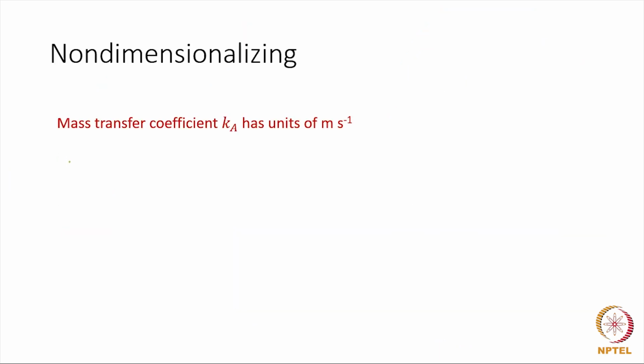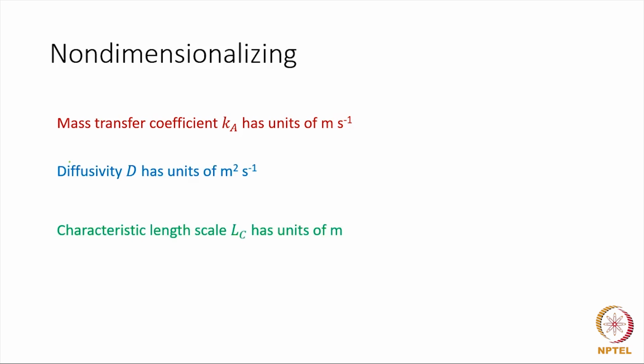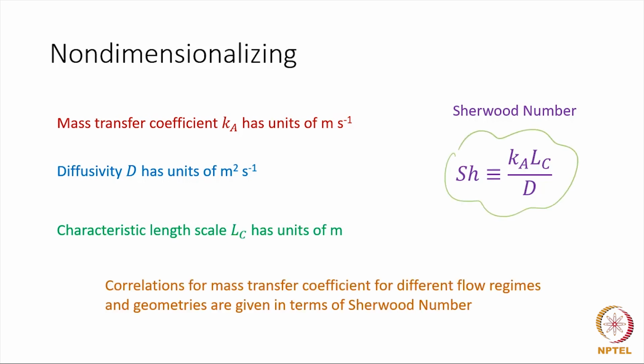The way we non-dimensionalize is as follows. The mass transfer coefficient has units of meters per second, the diffusivity has units of meter square per second, and there will be a characteristic length scale over which the diffusion is happening, which has units of meters. So naturally the non-dimensional number would be given as k times Lc by D. So this is the definition. Now the correlations for mass transfer coefficients for different flow regimes and geometries are given in terms of Sherwood number. So when we are looking at what the mass transfer coefficient would be in a given scenario, we should be looking at which Sherwood number correlations are available.